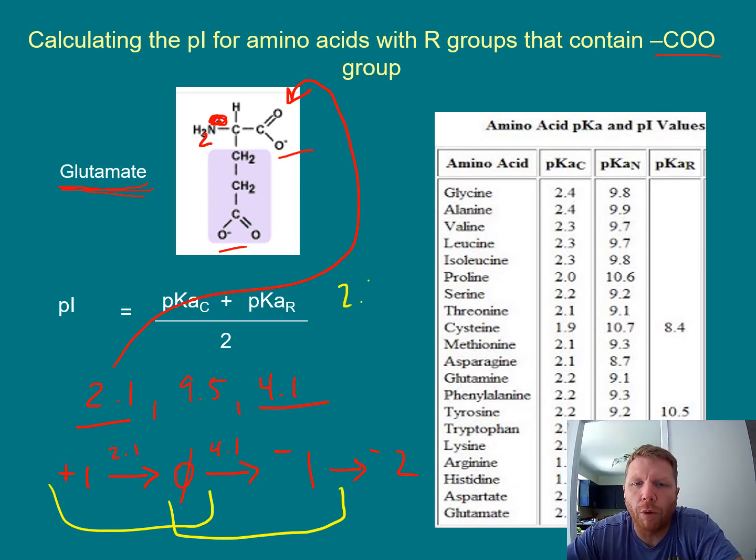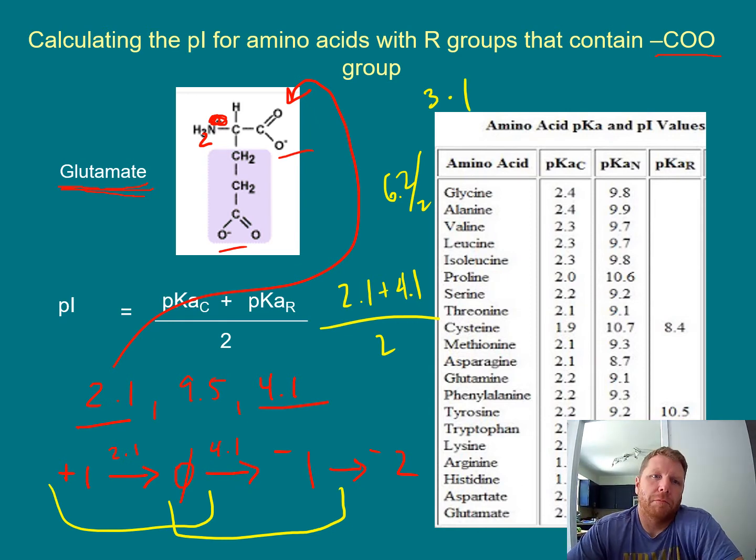So I can use those 2 values as my pKa's. I'll say 2.1 plus 4.1, that's 6.2. Divided by 2 is 3.1. And that's all there is to it.